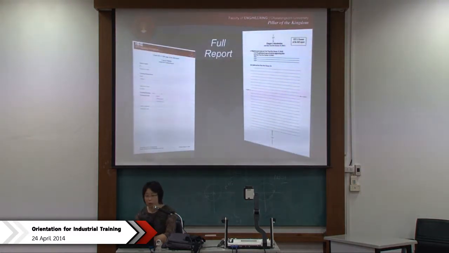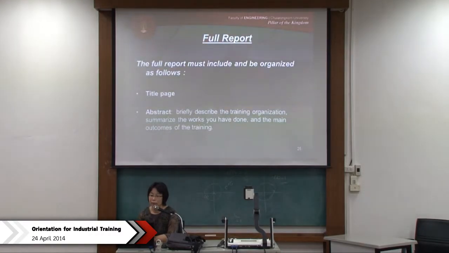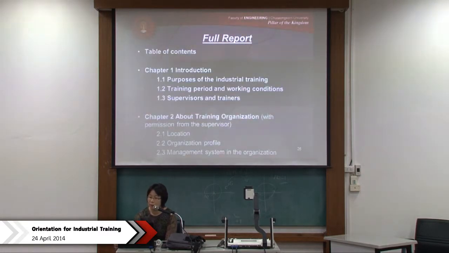Now the full report. The full report has to include at least a title page, abstract, organized in these categories: title page, abstract, and a table of contents. The first chapter should be the introduction. And you list out the purpose of the industrial training, the training period, working condition, supervisor and trainer.